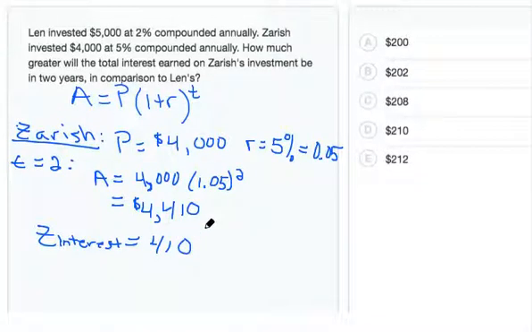So in order to find how much greater this is going to be in comparison to Len's, we'll need to find Len's as well. Let's note Zaresh's interest earned is 410. And then we'll go ahead and clear the board so we can do Len's.